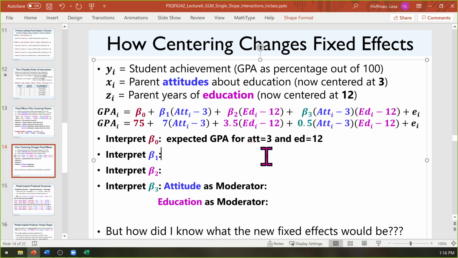So I'll start you off here on beta 1. Change in GPA per unit change in which predictor is this? Attitudes, for education equals 12. Yep. Education equals 12 is the new 0. Orange is the new black.